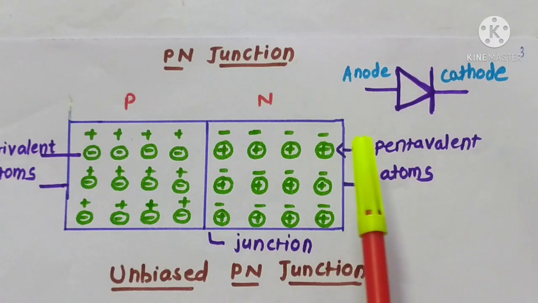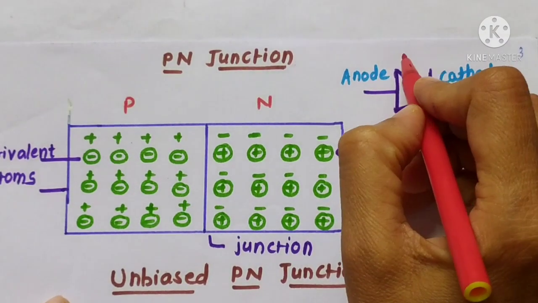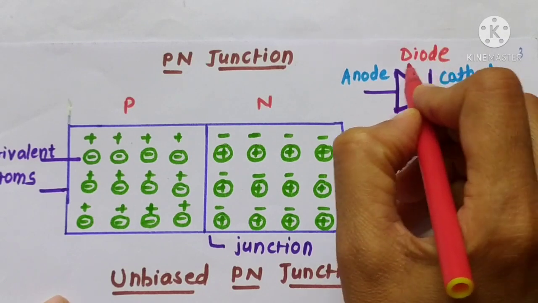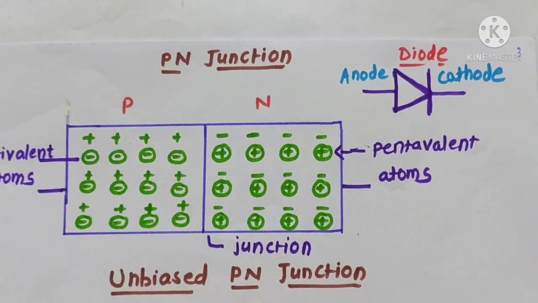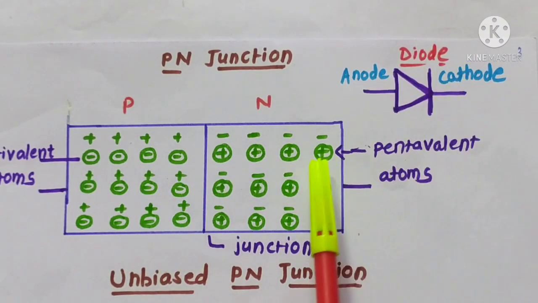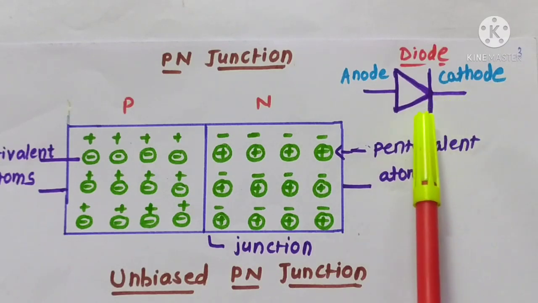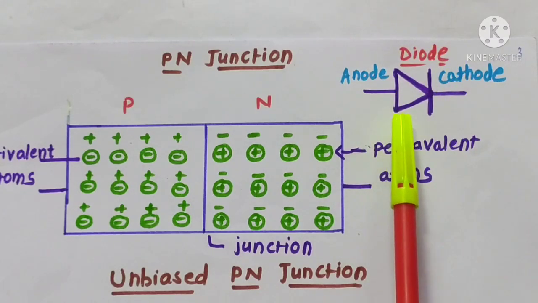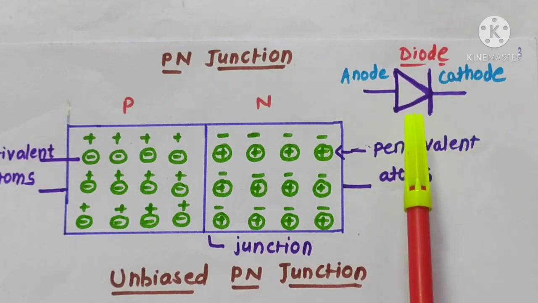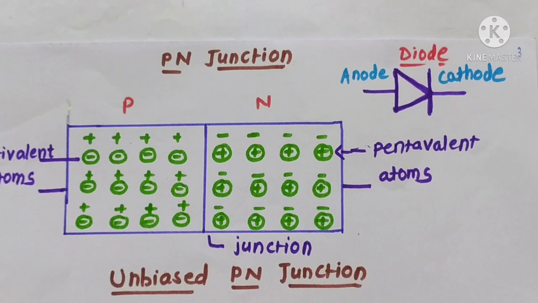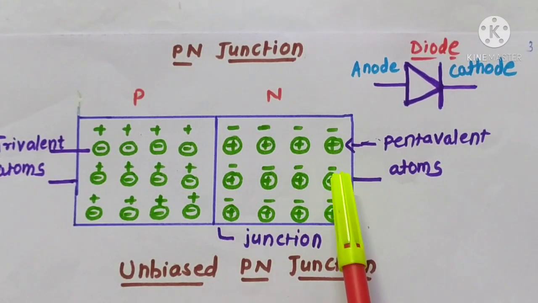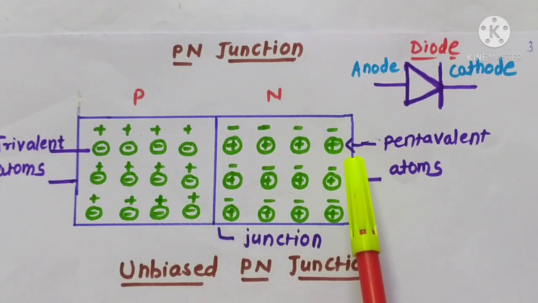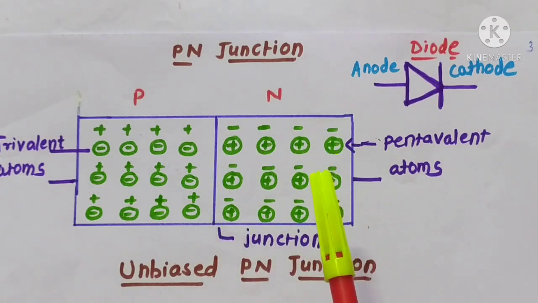And why is this p-n junction also called a diode? Because it has two electrodes. Here the p-type acts like the anode while the n-type acts like the cathode, and this is the symbol of the new device called a diode, simply diode or p-n junction diode. So if we understand this p-n junction diode, then we can understand all kinds of semiconductor devices.